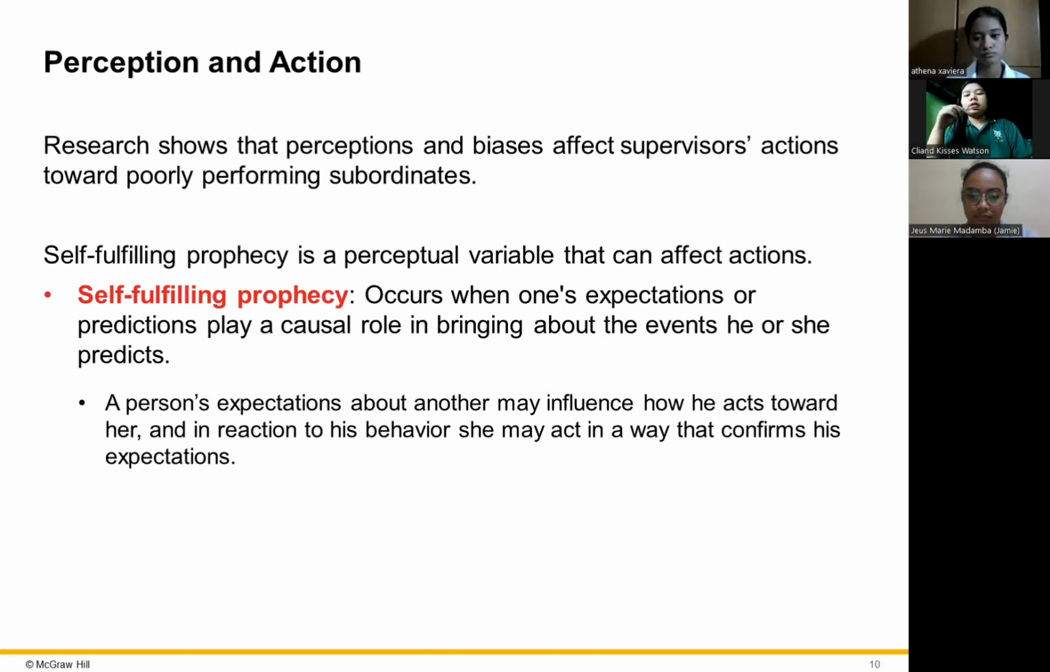Perception and action. Research shows that perception and biases affect supervisors' action toward poorly performing subordinates. Self-fulfilling prophecy is when a person unknowingly causes a prediction to come true due to the simple fact that he or she expects it to come true.